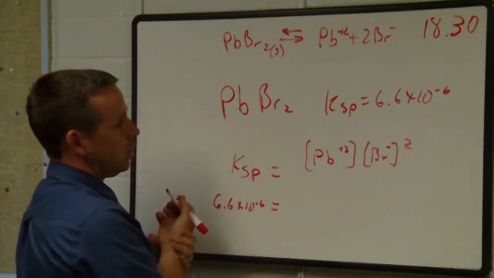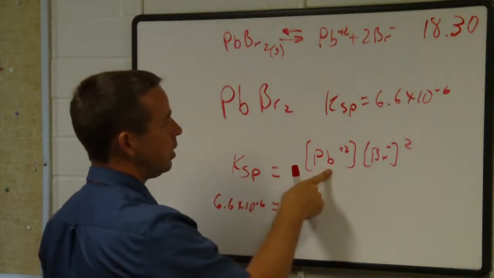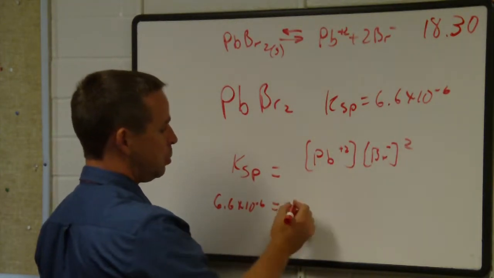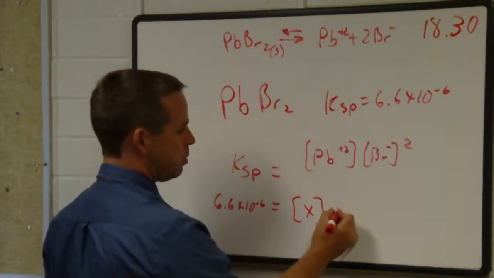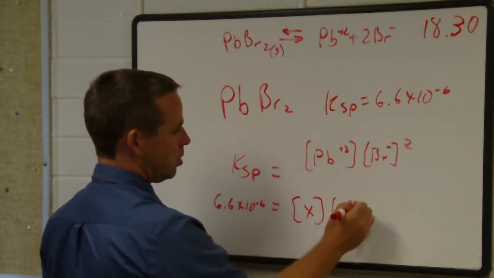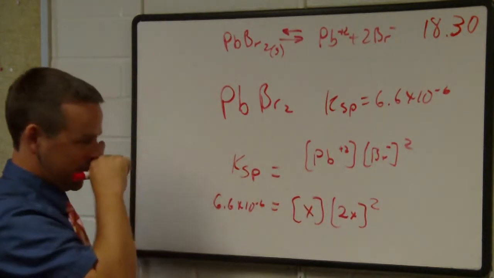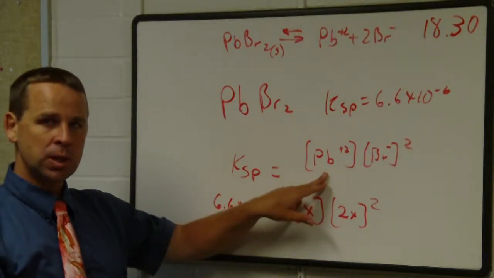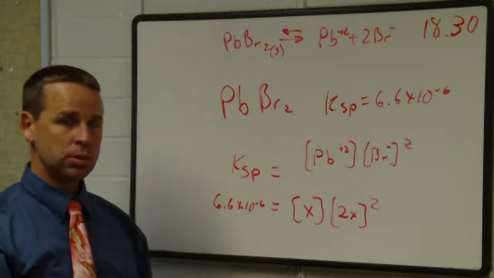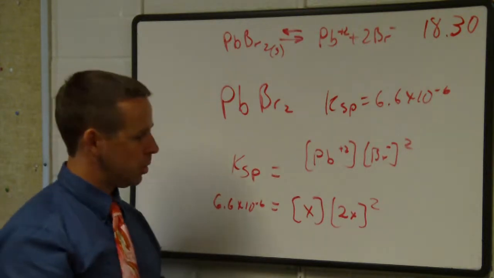That equals, now the concentration of the lead ion is going to be, we can put that as X, and the concentration of the bromide ion is going to be twice as much, that'll be 2X. And so we can solve for X there, and that'll tell us how much lead ion is the molar concentration of the lead ion, and that'll also be equal to the molar solubility.